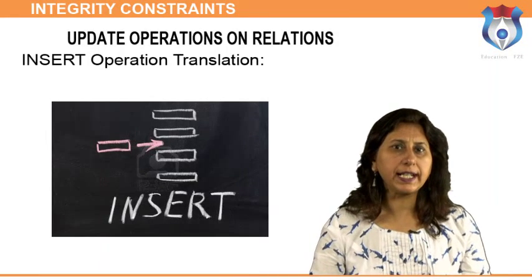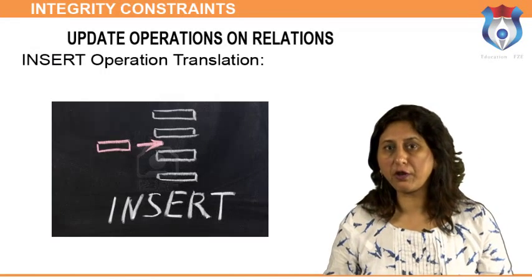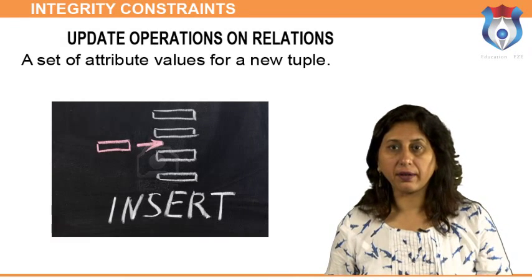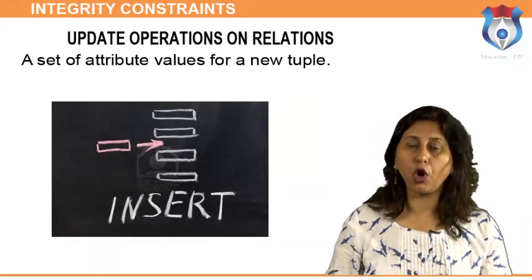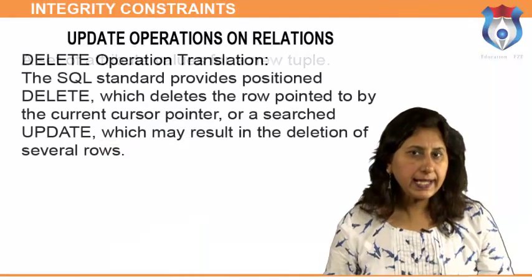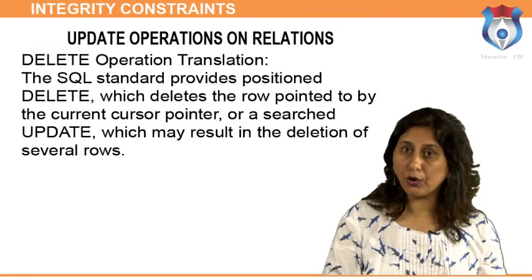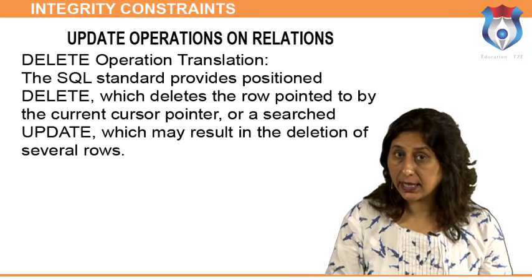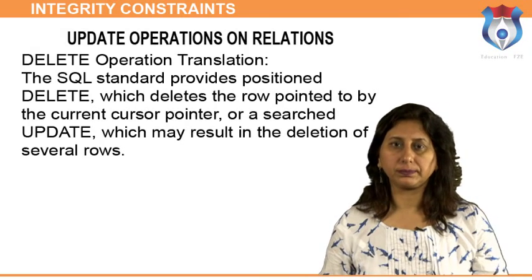Given a relational insert operation which supplies a set of attribute values for a new tuple: INSERT INTO R (column list) VALUES (value list). The SQL standard provides positioned delete, which deletes the row pointed to by the current cursor position, or a searched delete, which may result in the deletion of several rows.